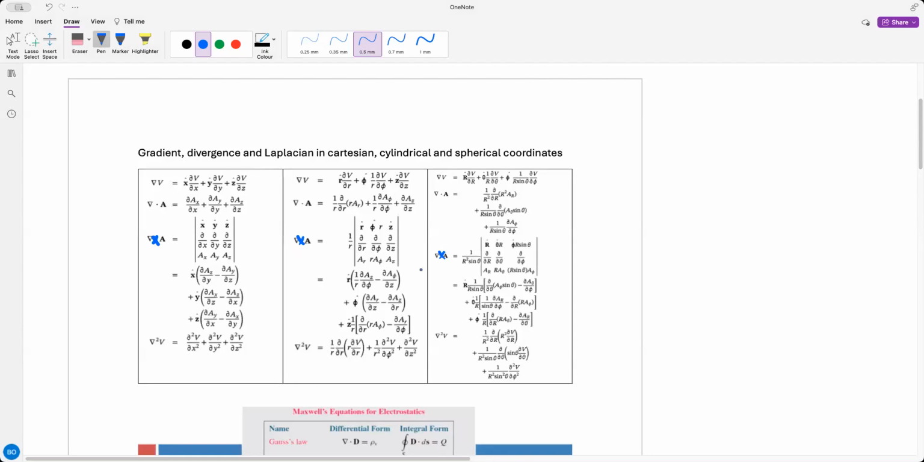Okay, so this is just the list of equations. This is the gradient, this is the divergence of a vector, this is the cross product, and this is the Laplacian.